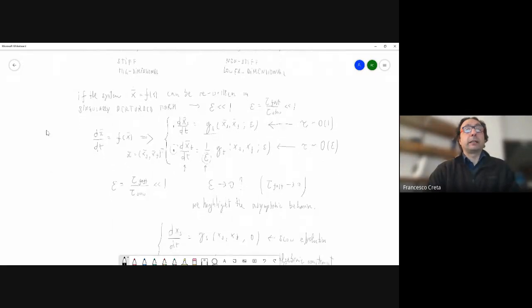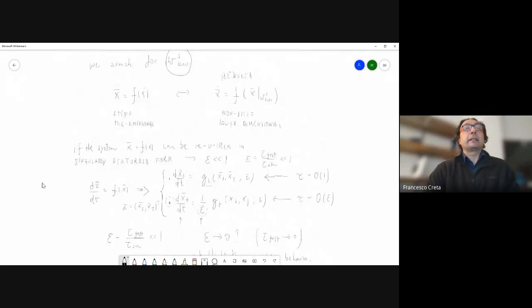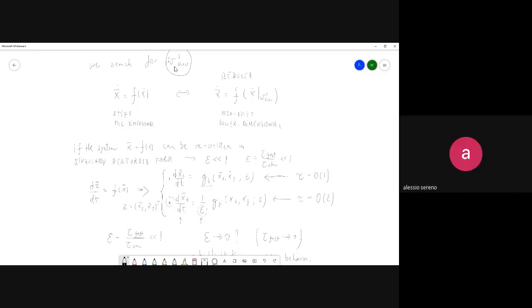Okay, it's a very useful technique. Now clearly this slow manifold, you can see my mouse, right? Because I'm moving it. Can you see it moving? Sì, si vede.